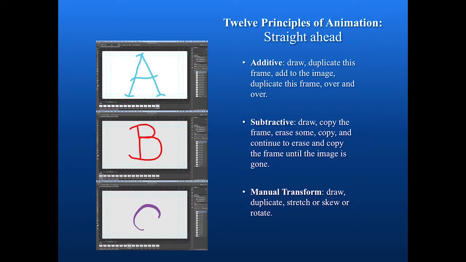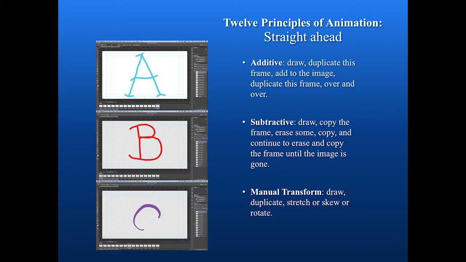We've got our straight ahead. We draw, go to the next frame and draw some more. Additive: you draw, duplicate your frame, add to the image, duplicate that frame, and just keep duplicating and adding to the frame.